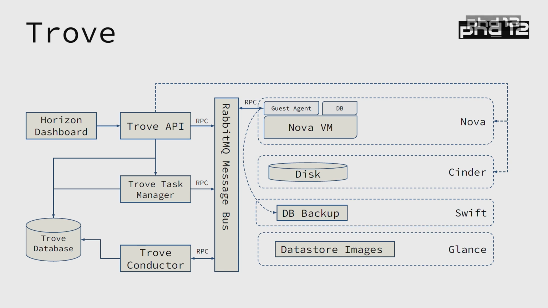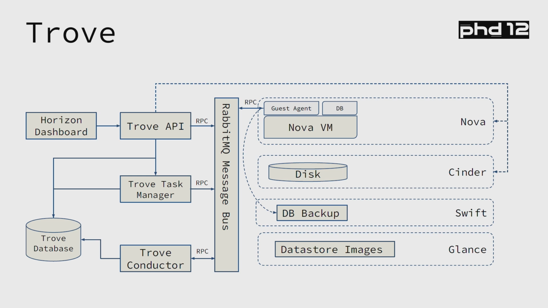This is how Trove works. There is Horizon Dashboard, which is, shall I say, our web interface, which talks to Trove API, which maintains some records in the database. But much more importantly, it will be talking to RabbitMQ message bus, and under the hood, it will create a virtual machine where our database will be running, and it will also be talking to the same message bus.